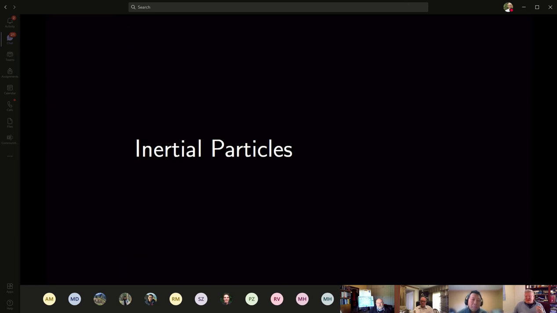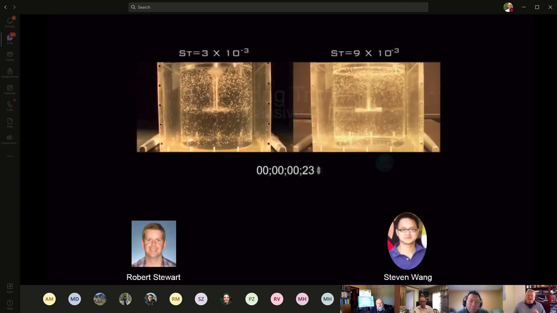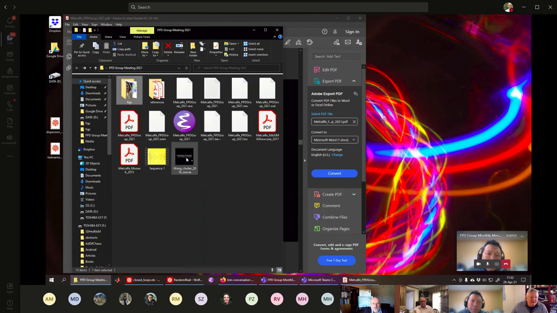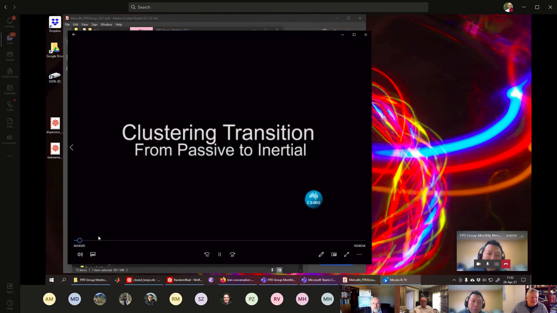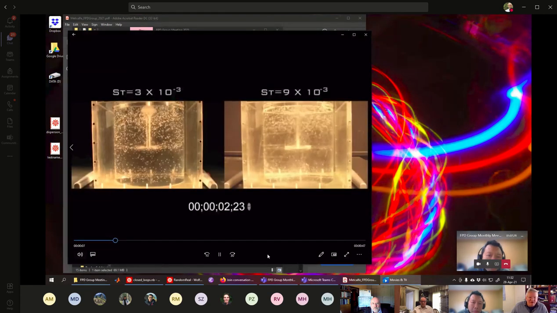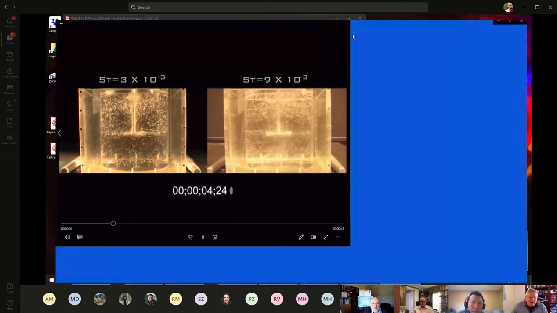So I'll start now where we add not just passive particles, fluid particles that simply move along with whatever the fluid does, but particles that are small and have some kind of small inertia so they can diverge from the fluid. This is work that was done by Robert Stewart and Stephen Wang. Stephen was a PhD student of mine. And I'm going to show you this movie here, because it's well worth seeing. It's something you've not seen before, I'm guessing.